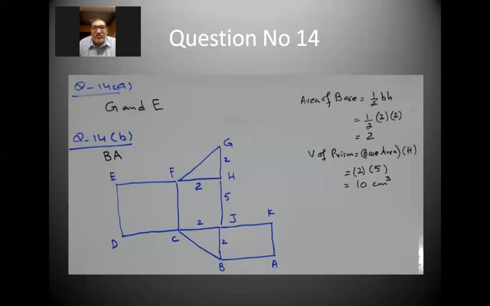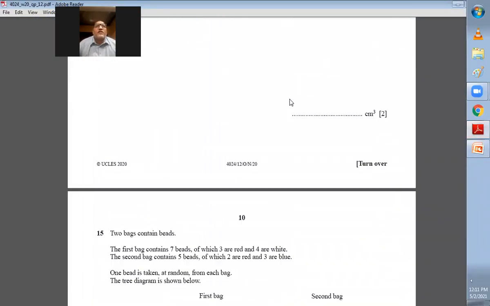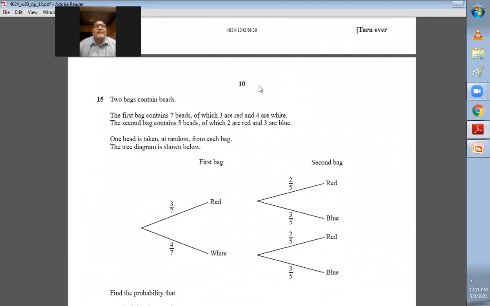So base area is 2, the height of the prism is 5. Multiply them, you get 10 cm³. So the volume of this prism will be 10 cm³. So this is question number 14. Hopefully you have understood. So let's move to the next question. The next question will be question number 13 coming up on your screen.